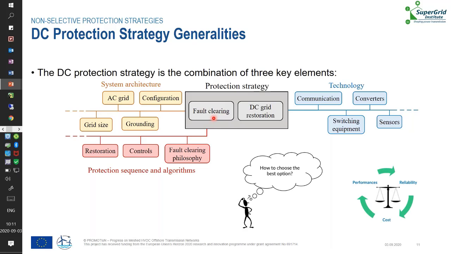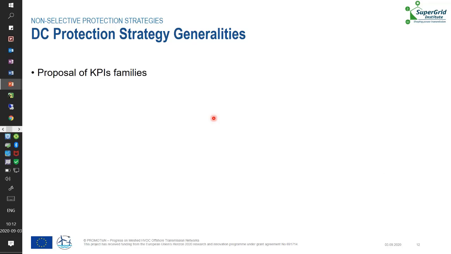In order to assess the different protection schemes, key performance indicators have been proposed in order to take into account different characteristics in terms of performance, cost, and reliability. The proposed key performance indicators are a set of measurable values that demonstrate how effective the protection strategy is in achieving key objectives.